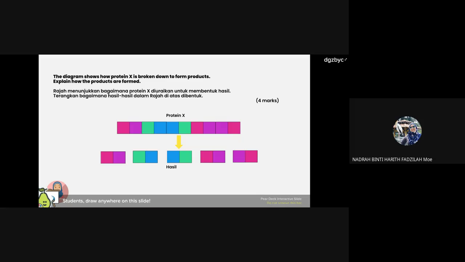Markah dia 4 sebab from protein X to product, what is the process? Kan arrow yellow tu kita kena habak mai dulu nama dia, nama proses tu apa. And then nama produk tu apa, dan sebagainya lah. Okay. Sorry markah dia bukan 4, markah dia 3. Saya salah tulis kat situ, markah dia 3 saja.